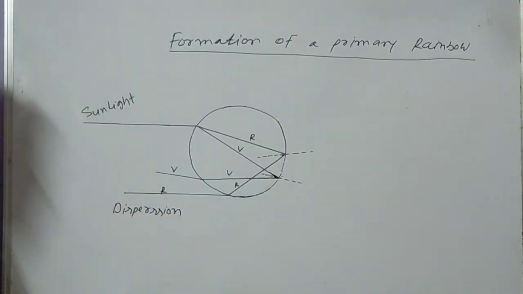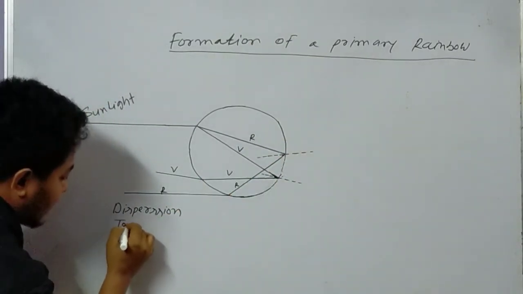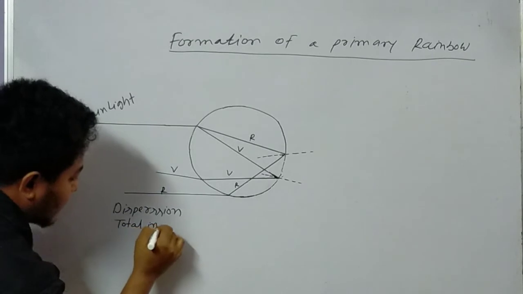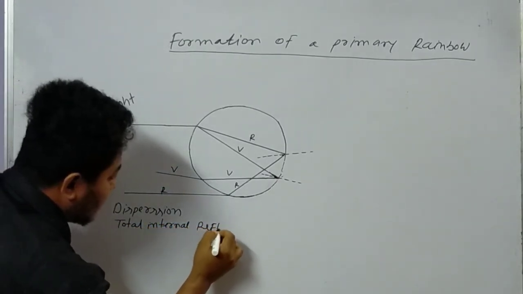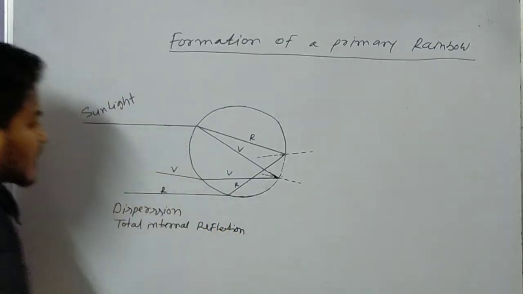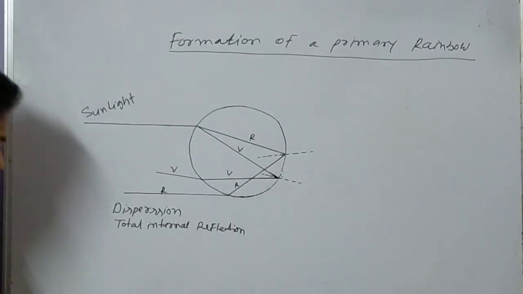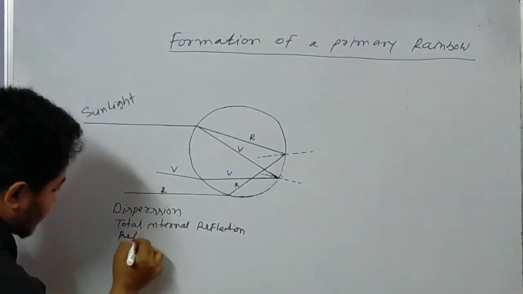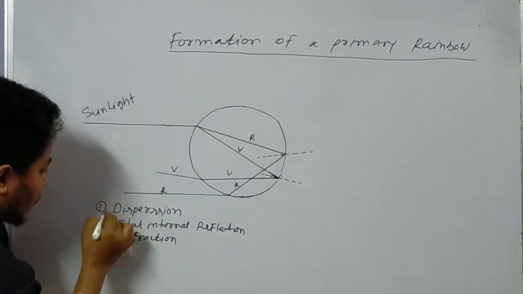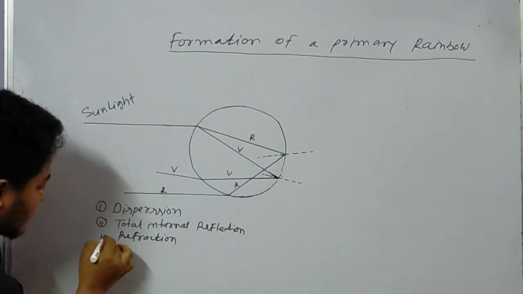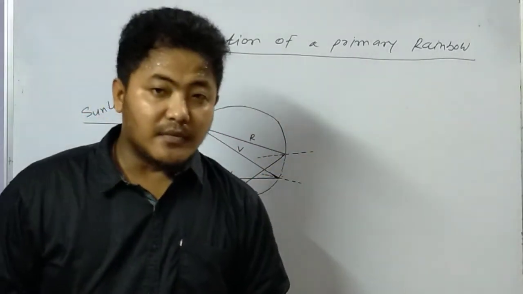There is dispersion. In this point, there is total internal reflection. Again, in this point, when light is coming out from the raindrop, that is again refraction. That means number 1 process, number 2 process, number 3 process. Total 3 processes have taken place in the formation of the rainbow.